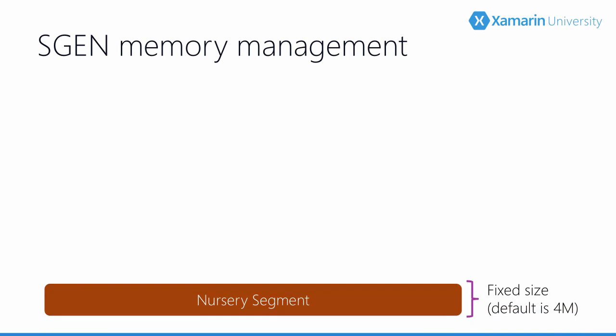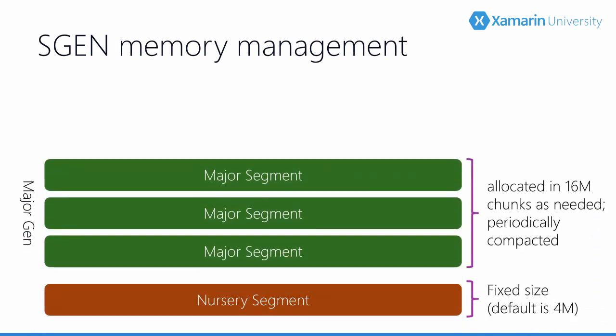So I mentioned that the nursery segment is fixed in size. The default is 4 megabytes. And so the system allocates a 4 megabyte segment, and this becomes the nursery, and this is where most of our objects actually start out. They're then moved into the major segment, or the major heap. This is allocated in 16 megabyte chunks as needed. This is periodically compacted, and we do release segments when they're not used anymore.